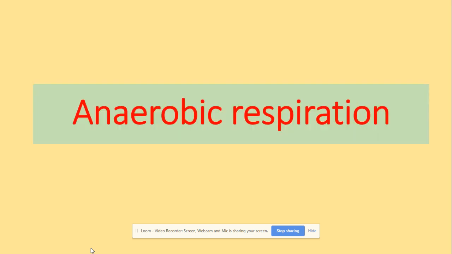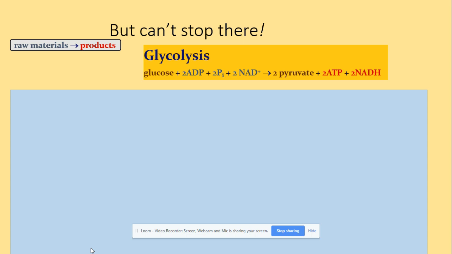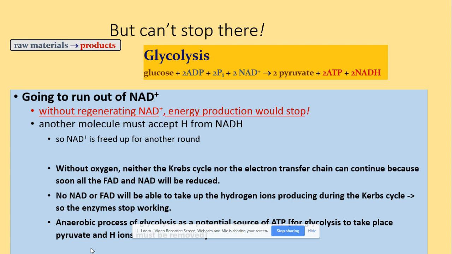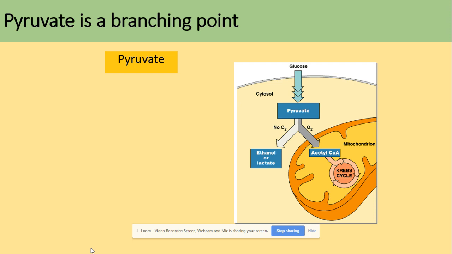So what happens then if there is no oxygen? If there is no oxygen, this pyruvate is not going to go through the next stages of aerobic respiration. It's going to undergo anaerobic respiration. In a situation where we run out of NAD, without the regeneration of this NAD, we will not have the next stages of aerobic respiration. So what happens here? This pyruvate is going to undergo fermentation. It's going to turn into ethanol or lactate.